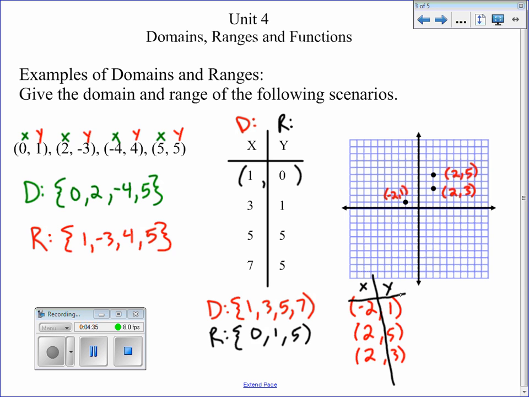And so I can write out that the domain is negative 2, comma, 2, but notice there's a repeat, so we only need to list it once. Our range is going to be 1, 5, 3.